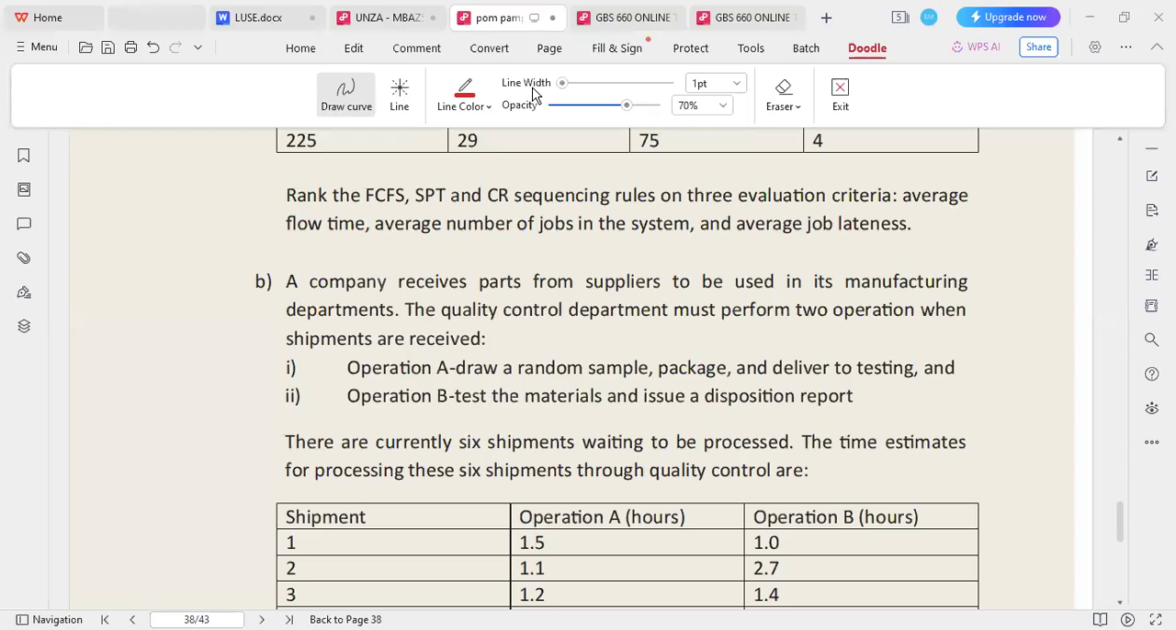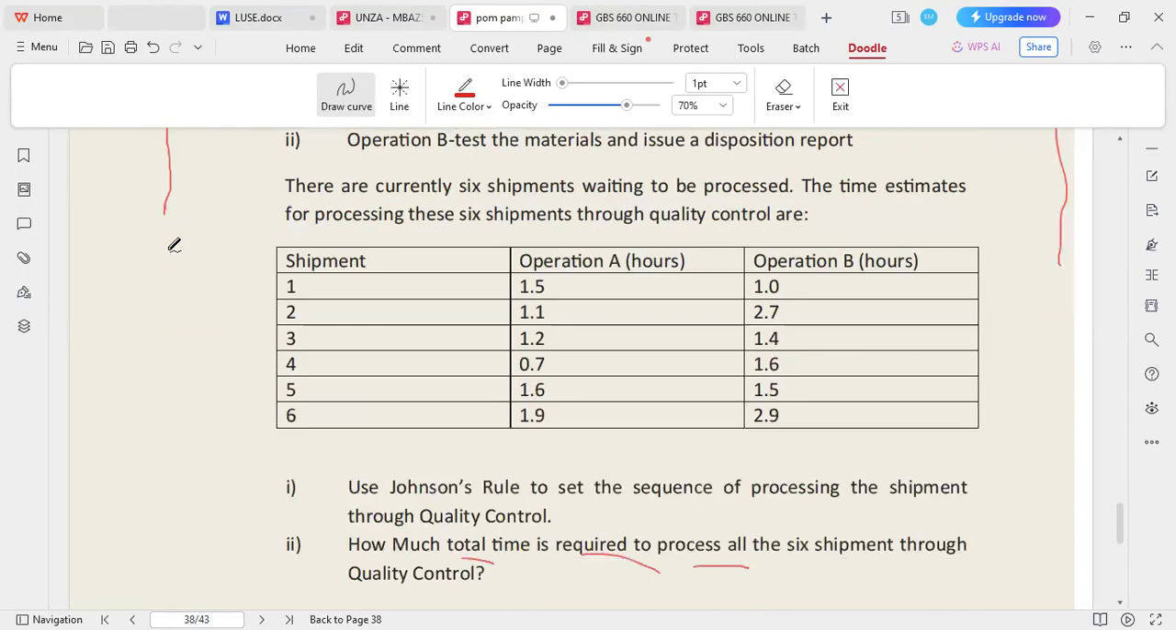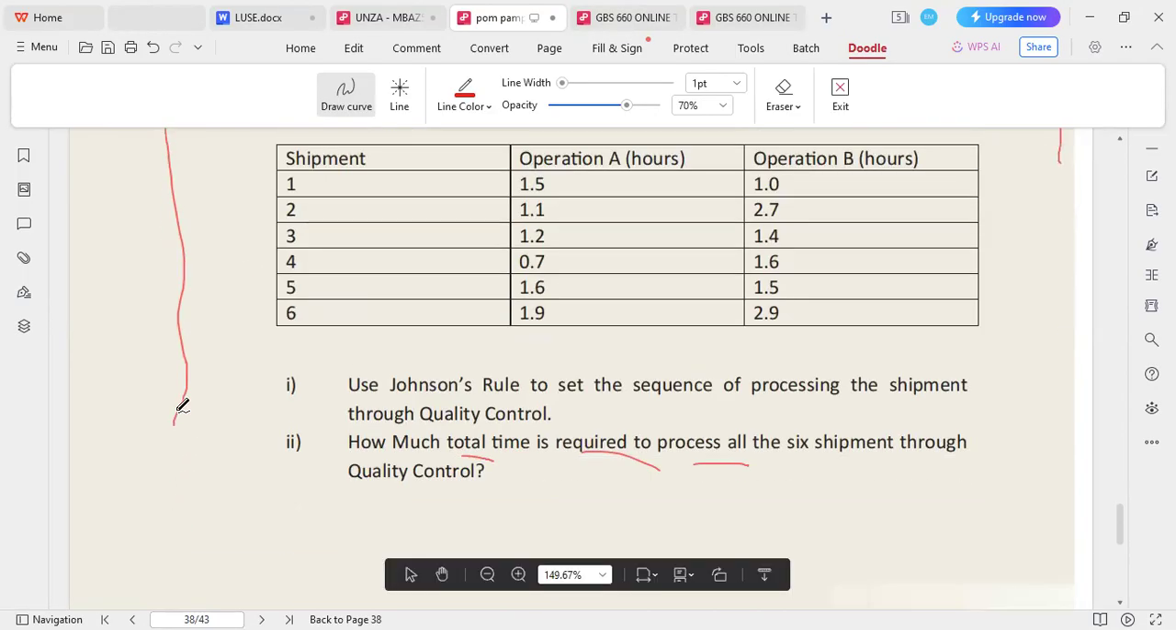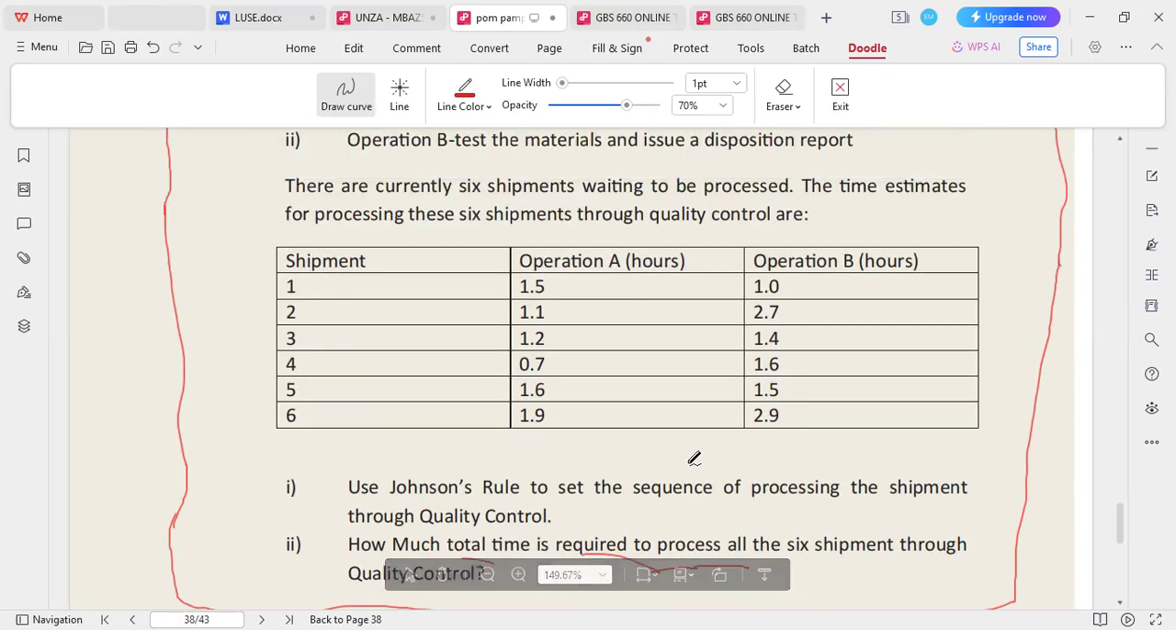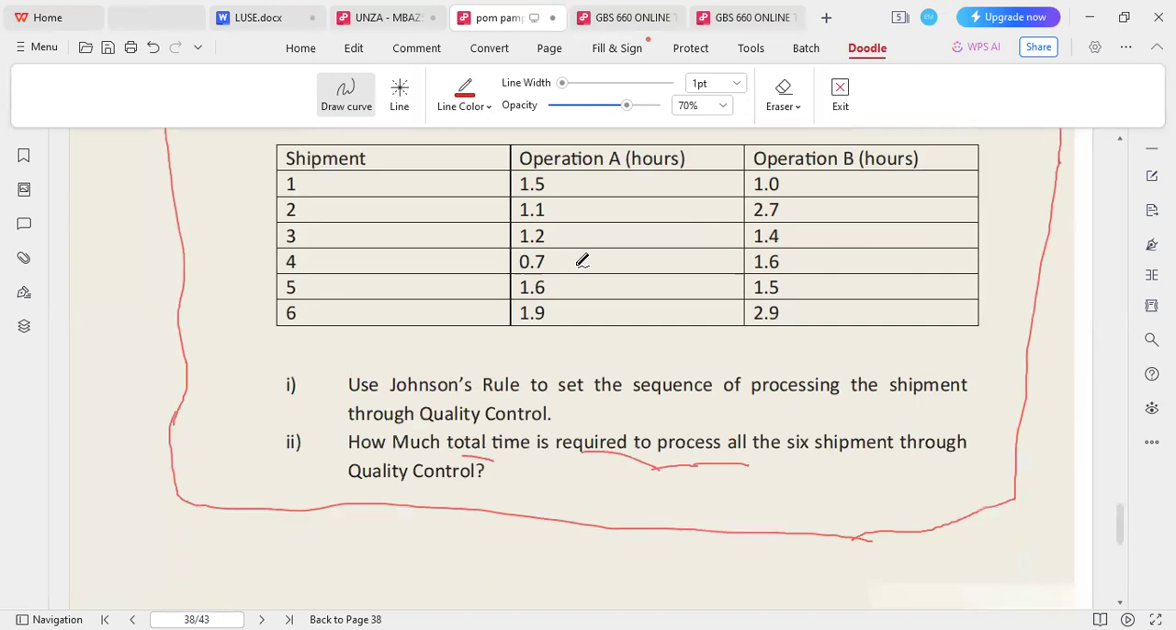Okay, good afternoon. We are getting down to the shop floor planning and job sequencing. And in this class, we'll be able to cover what we call Johnson's rule and the Gantt chart. So, Johnson's rule and the Gantt chart. Now, what does Johnson's rule state?